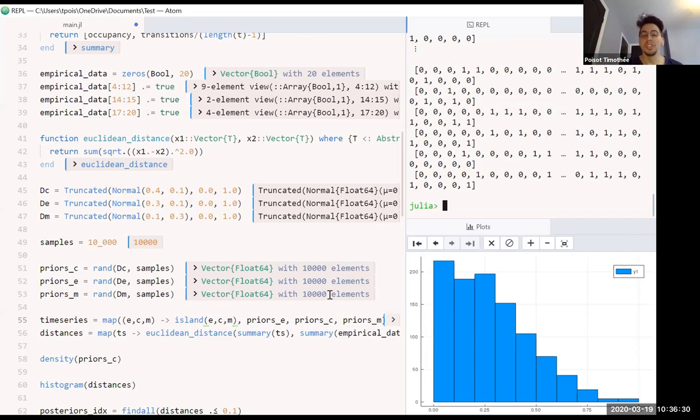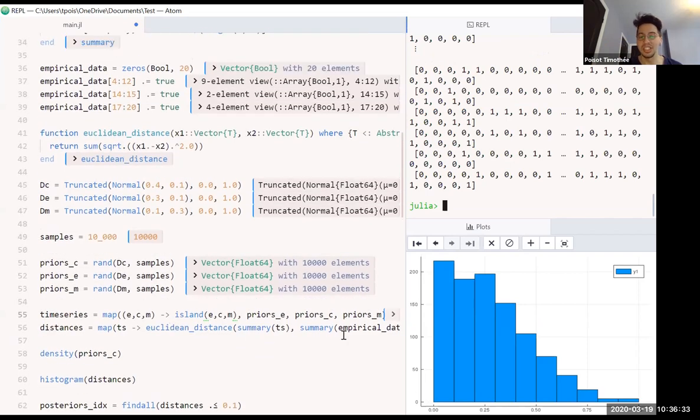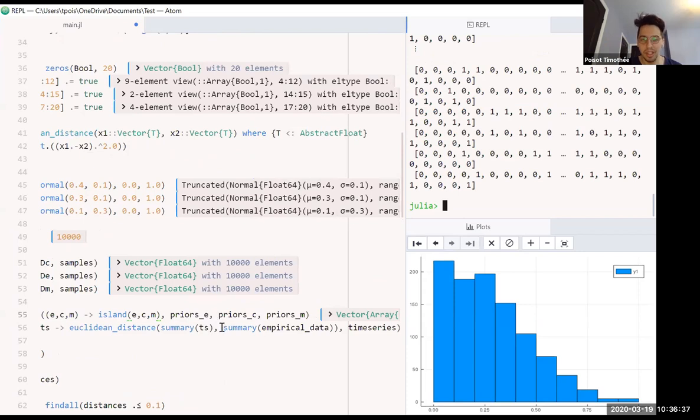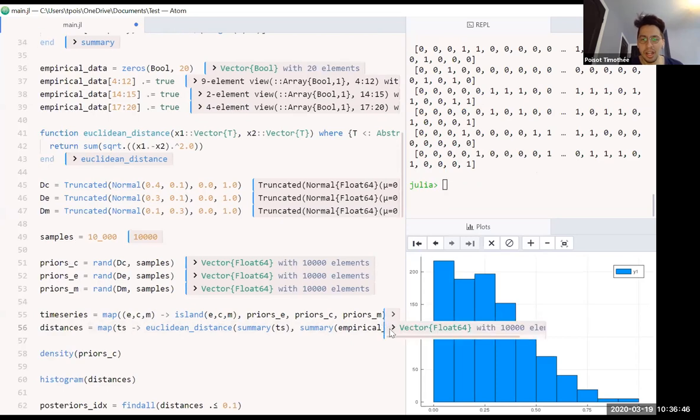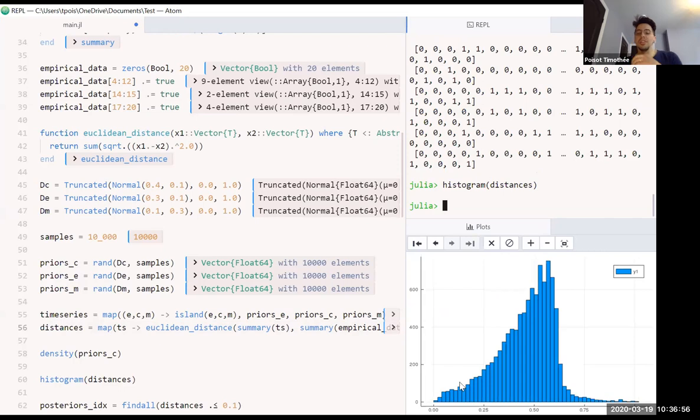So the next thing we want to do is get a sense of what the distances are between these. We're going to take the empirical data and summarize it. We're going to take every time series and summarize it as well and calculate the distance between them. That is also relatively fast, and we can do a histogram of the distances. So every point that went into this is one sample from the distribution of C, E, and M. We have some points that have a very poor fit, so distance is close to one. We have a lot of points that fit okay, but not terribly good. So the median of this is about 0.5 maybe.